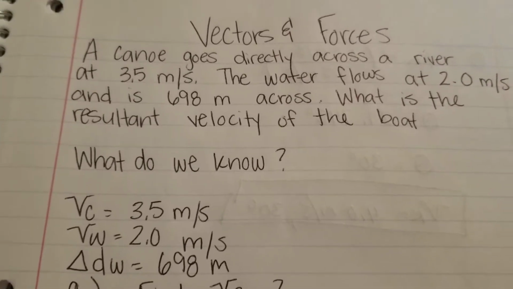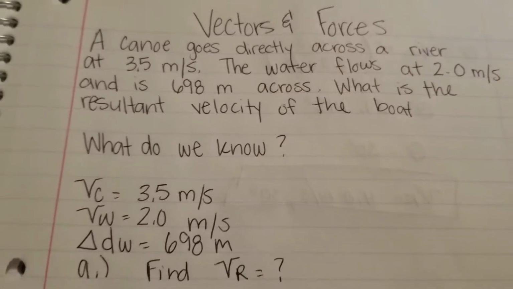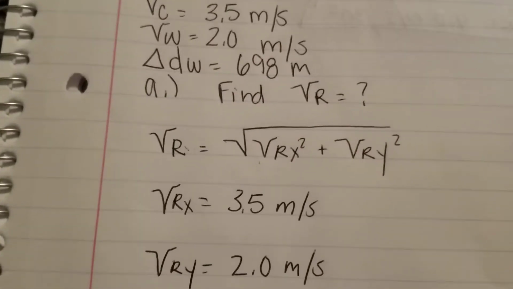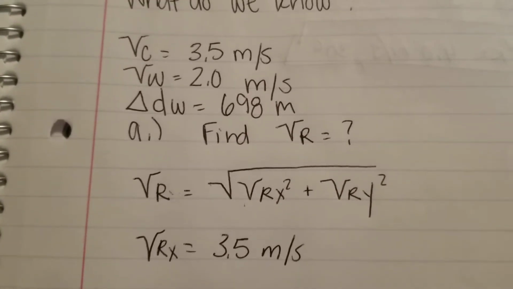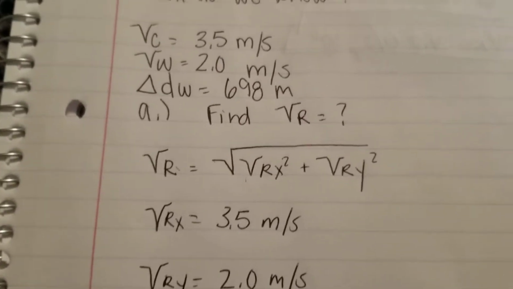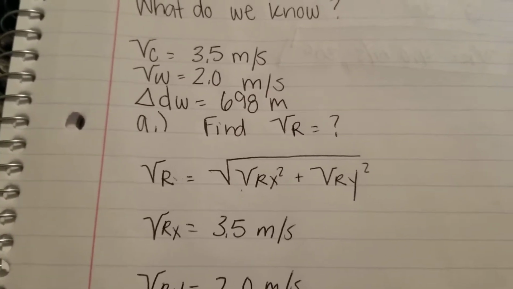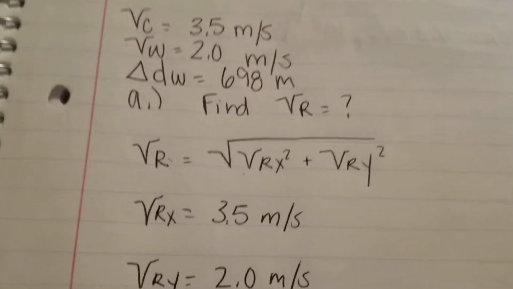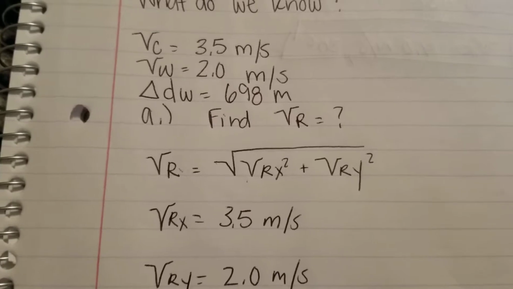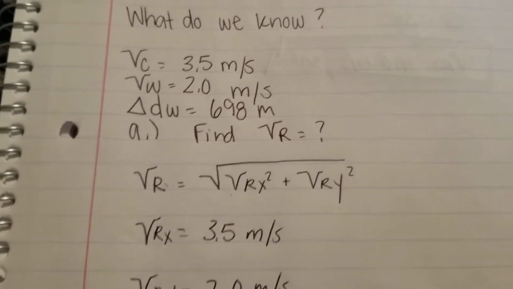So in order to solve this problem, we first have to identify a couple things. We know that the velocity of our canoe is 3.5 meters per second. The velocity of our water is 2.0 meters per second. And I denoted the width of the river going across as delta dw, which is the distance of the width going across.